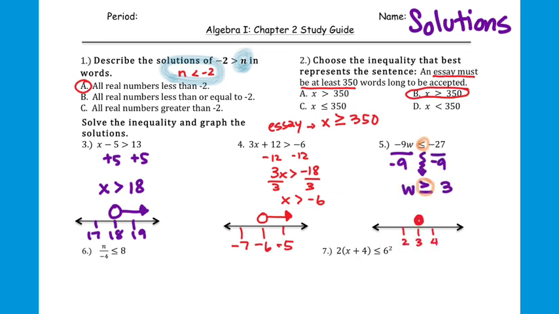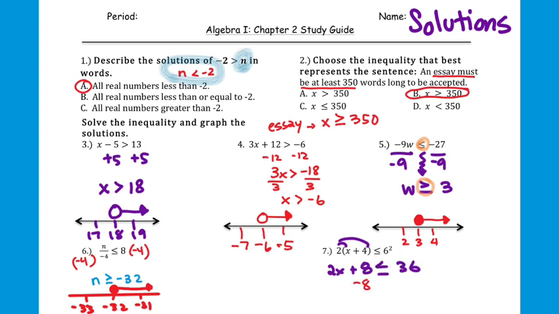Number 5, we are multiplying by a negative coefficient, so we flip the sign, getting w is greater than or equal to 3, which is why we also shade it in. On number 6, I use my inverse operations. Again, a negative coefficient, so I flip the sign and I graph accordingly.